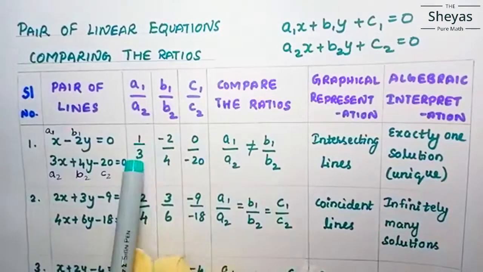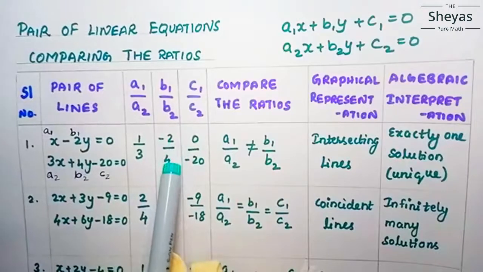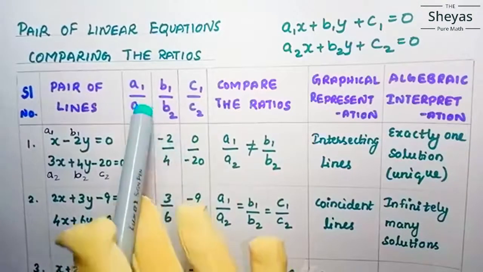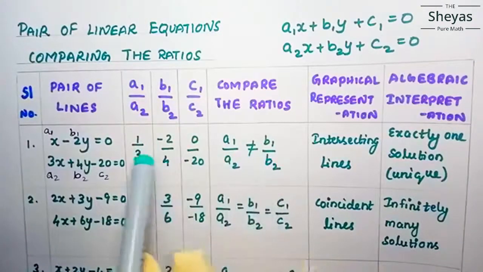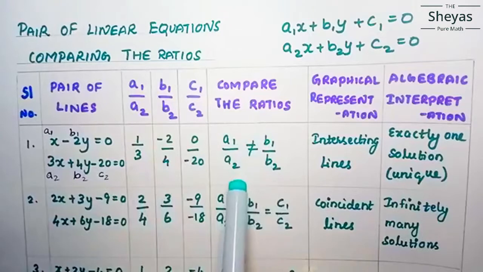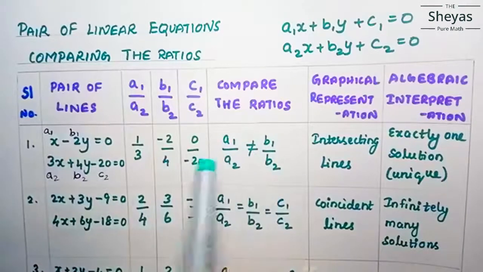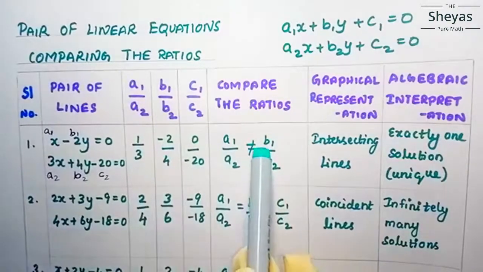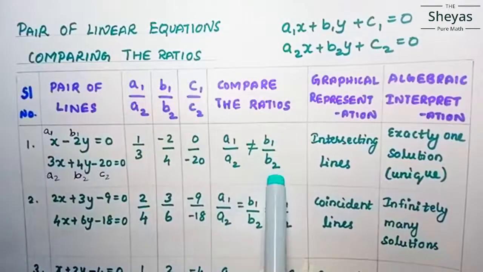So just see here, you are having 1 by 3, and if you cancel minus 2 by 4, you will be getting minus 1 by 2. So when you compare these two values, you won't be getting equal. Instead, you will be getting a value which is not equal. That is a1 by a2 and b1 by b2 are not equal. That's what I have written here. a1 by a2 is not equal to b1 by b2.